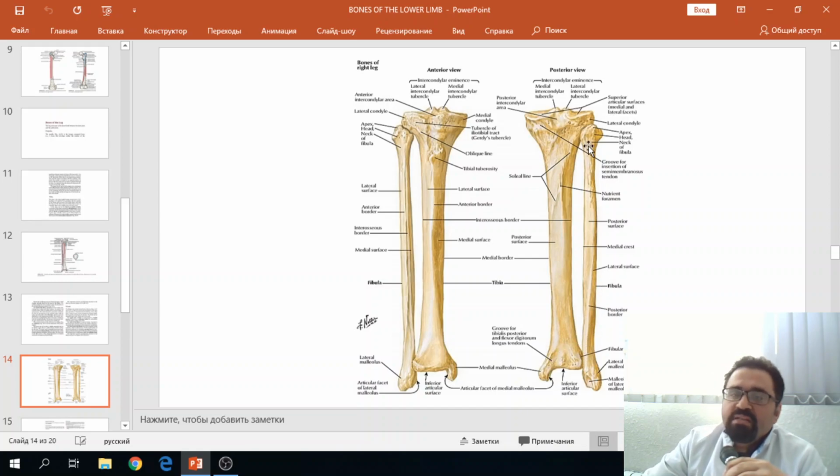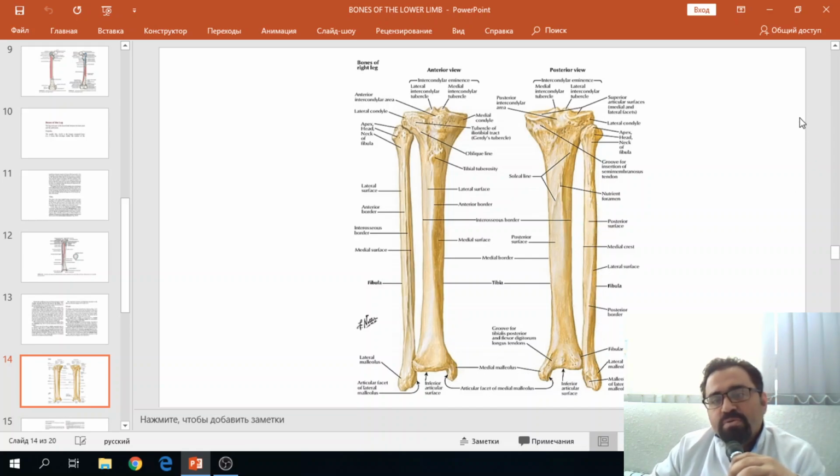We see that there are joints, just like in the radius and ulna. We have the superior radioulnar joint, inferior radioulnar joint, and the middle radioulnar joint. Similarly, we have the superior tibiofibular joint, inferior tibiofibular joint, and the middle tibiofibular joint.